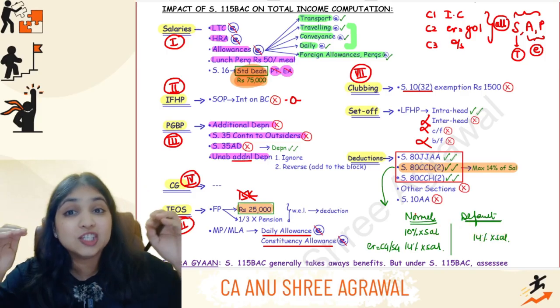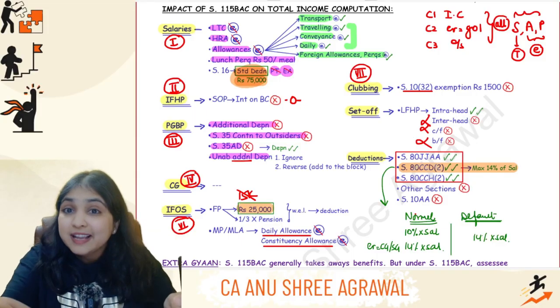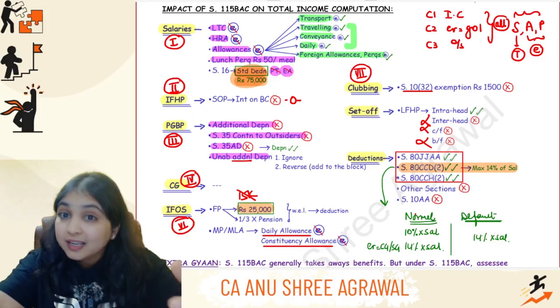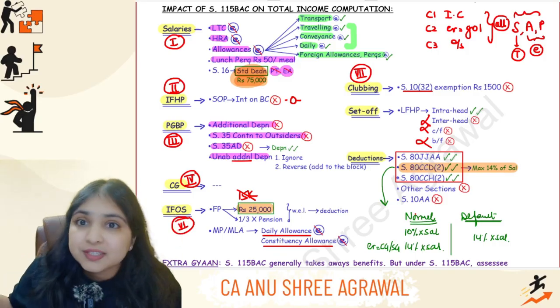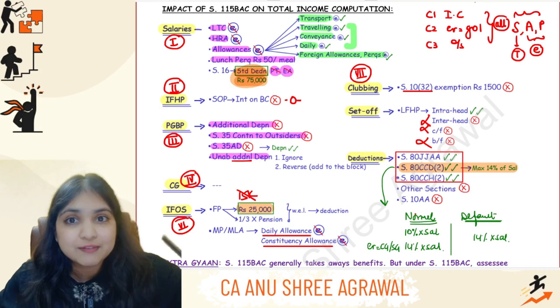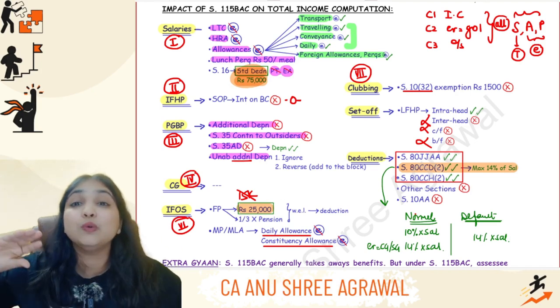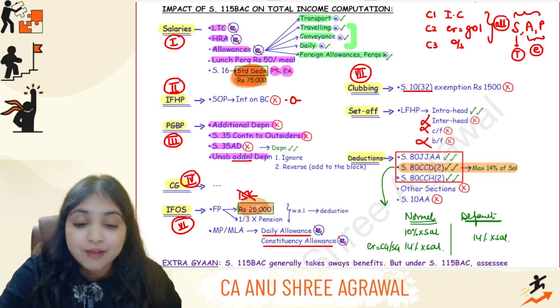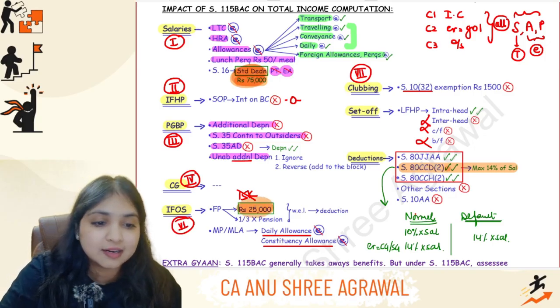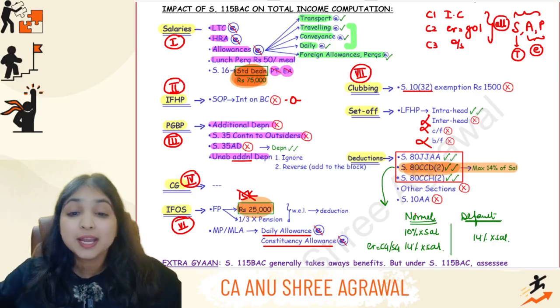So you're understanding, generally under the default regime, I snatch the benefits from you. I take away the exemptions and the deductions from you. But because of 115BAC, in three places only, you get extra benefit. One is standard deduction, the other is family pension, and the third is 80CCD subsection 2. In these three places, you get extra benefits, extra deductions.